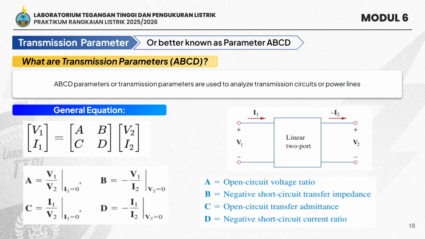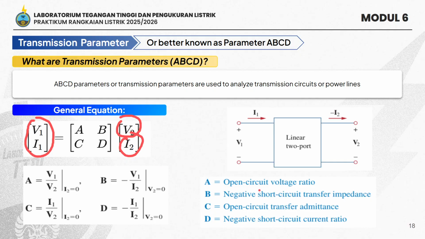And the last one is the transmission parameter, better known as the ABCD parameter. Transmission parameters are used to analyze transmission circuits or circuits in power lines. We apply a short circuit and an open circuit at port 2 to determine the dependent variables, which are the voltage and current in port 1, and we're going to determine the ABCD parameters.